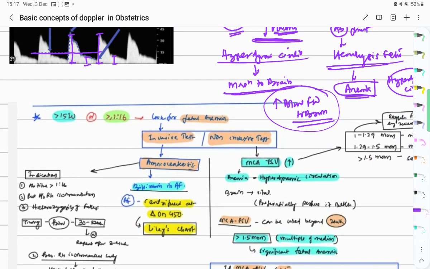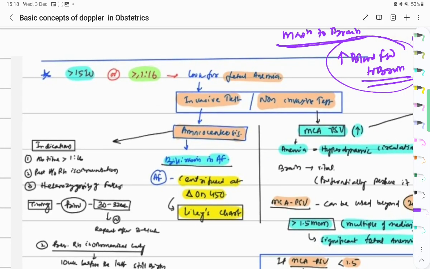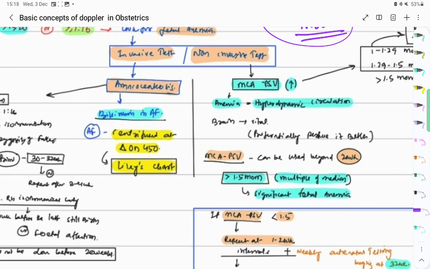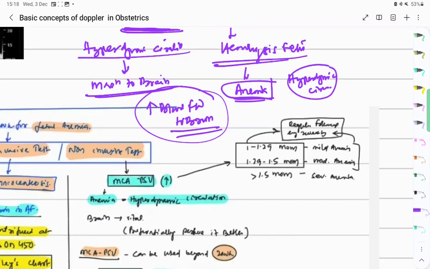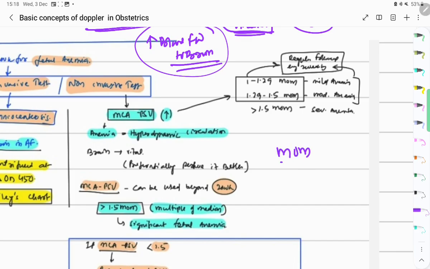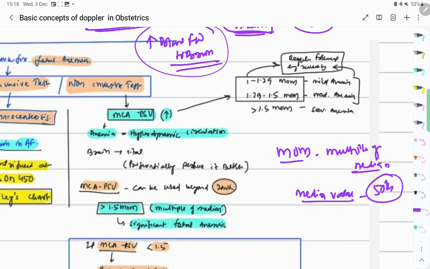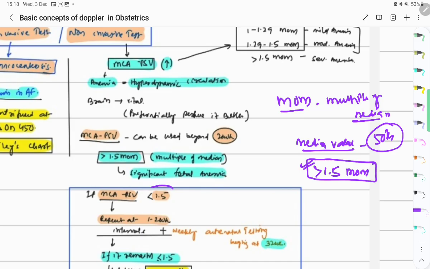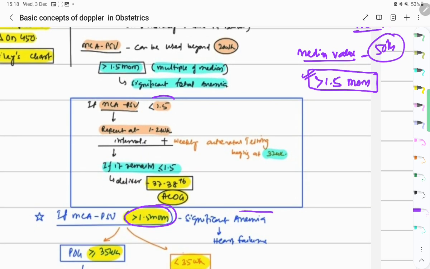So what happens in RH negative pregnancy? If the MCA PSV is more than 1.5 MOM, what is the concept of MOM? See, MOM is multiple of median. Actually, there is a median value, the 50th centile value, that is the median. If the MCA PSV is more than 1.5 multiples of median, then that is significant anemia, with a chance of heart failure.